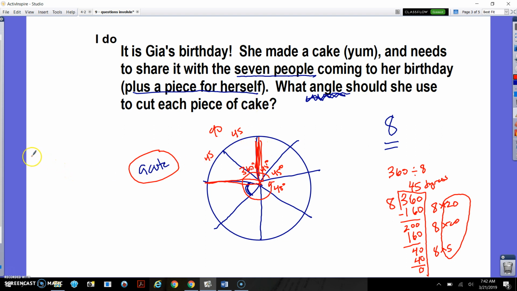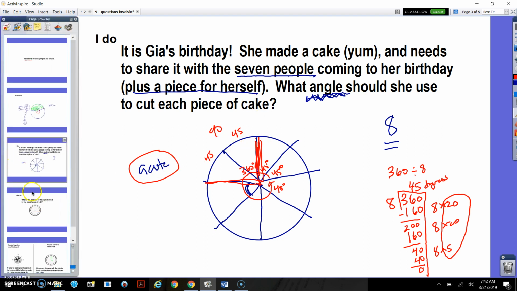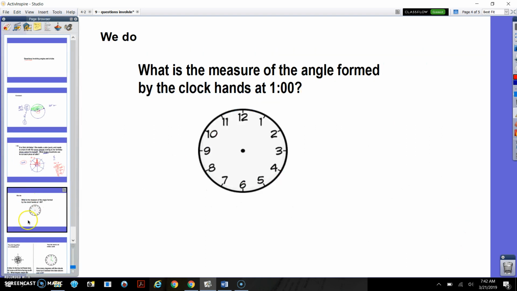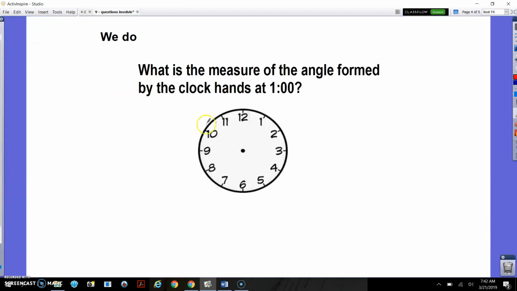All right, open your notebook. Let's do a different one together. How about this one? Let's do a clock question. Clocks are circles. Circles have angles. Clocks have hands. Hands make angles. Pretty cool. What is the measure of the angle formed by the clock hands at 1 o'clock? Let me make it 1 o'clock. There we go.